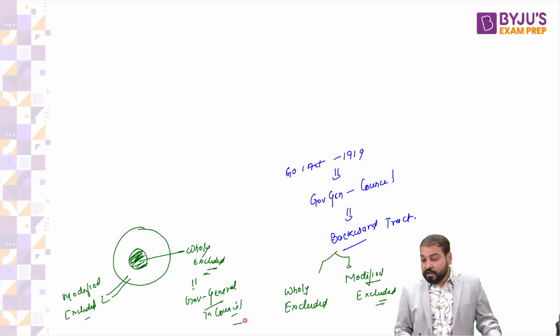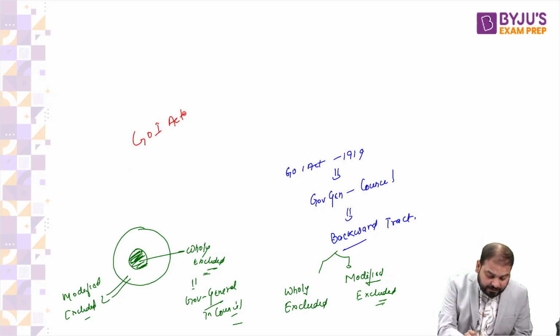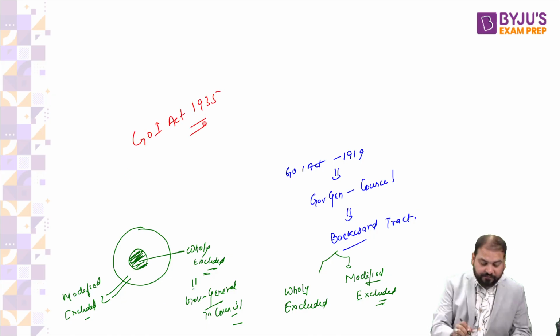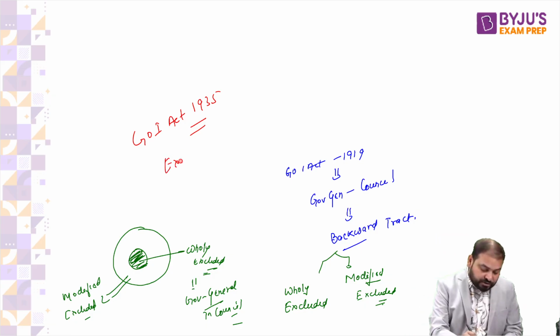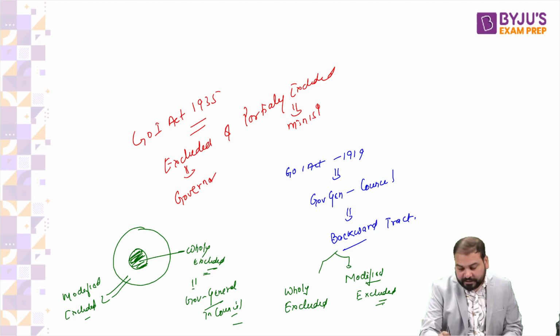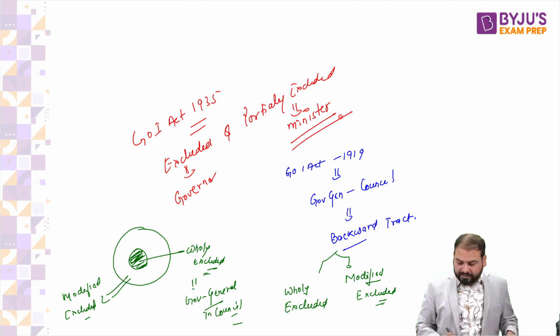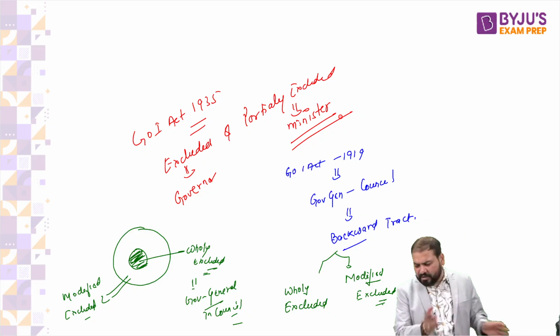And the same thing was slightly modified under the Government of India Act 1935. The words were changed and termed as excluded and partially excluded. The excluded came directly under the governor, and the partially excluded came directly under the ministers, the popularly elected ministers. Not that important, very small topic.